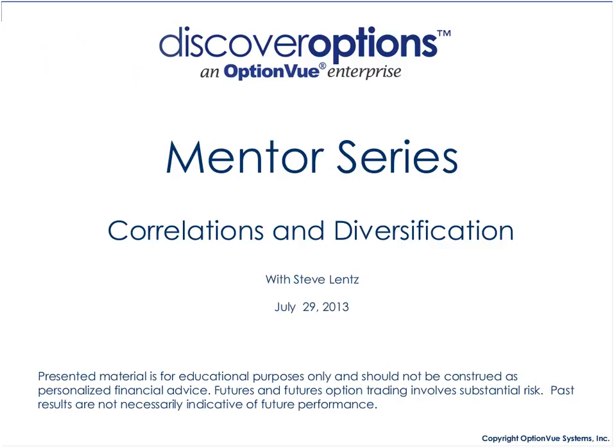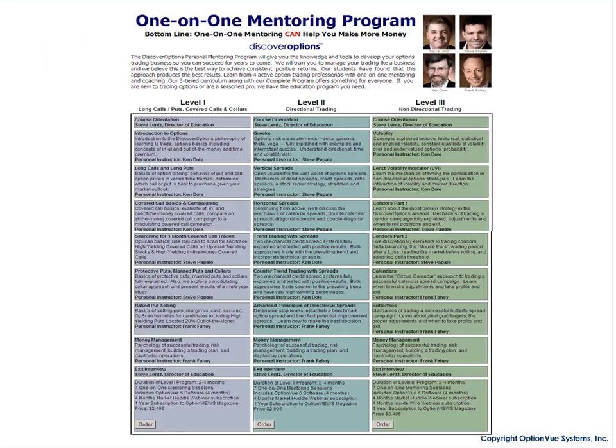Today is a very advanced topic, correlations and diversification. Let me go to the next screen. Where it stems from is our curriculum. For those of you that are not mentoring students, we have a great curriculum here. What we're going to talk about today comes from the area down here under money management.